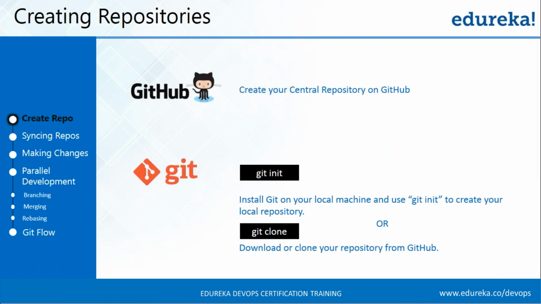The first thing that we need to do is create repositories. We need a central repository and we need a local repository. We'll host our central repository on GitHub. For that you need an account on GitHub and create a repository there. For your local repository you have to install Git on your system. If you are working on a completely new project and want to start something fresh, you can just use git init to create your repository. Or if you want to join an ongoing project and you're new to it, you can clone the central repository using the command git clone. So let us do that. Let's first create a GitHub account and create repositories on GitHub.